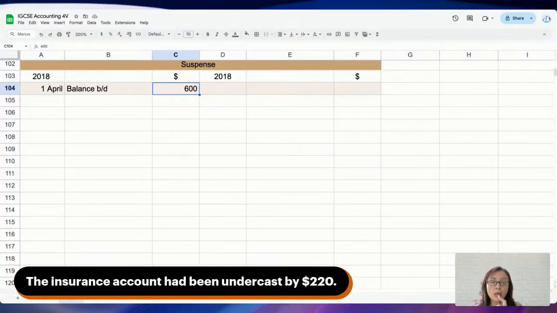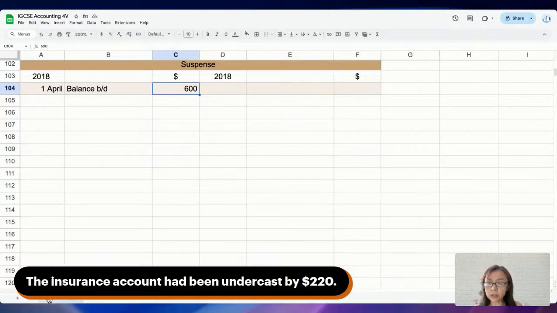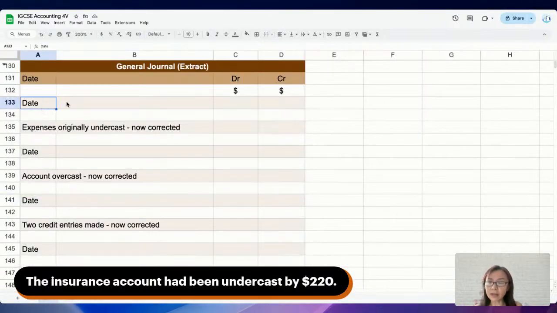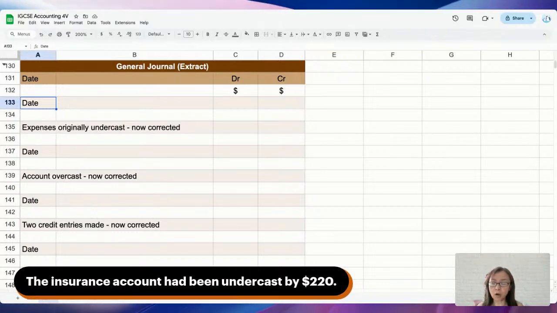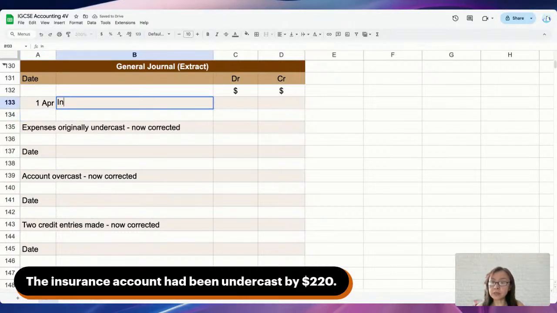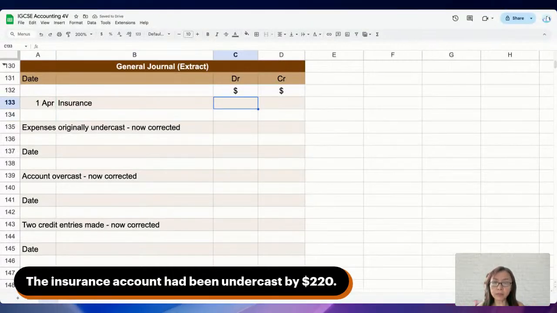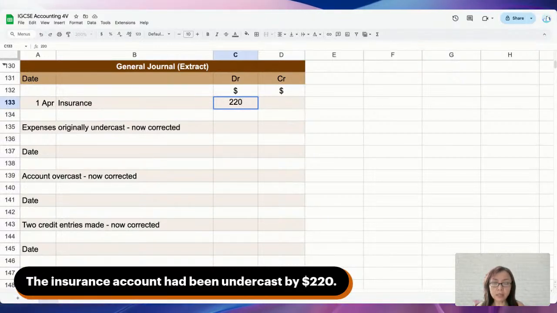That means insurance has been short by 220. So it's already short. So you know that I have to increase it in order to make it correct. Am I right? So what we need to do is go to the general journal. All right, there is a date. Okay, never mind, because we don't know which April, maybe 1st April, I don't know. All right, and then it's insurance. So I debit insurance. Why? Because insurance is an expense. I need to boost it up. That means increase 220. So that's why it's 220 here as debit.